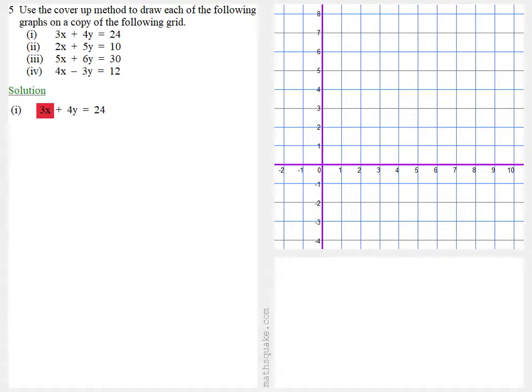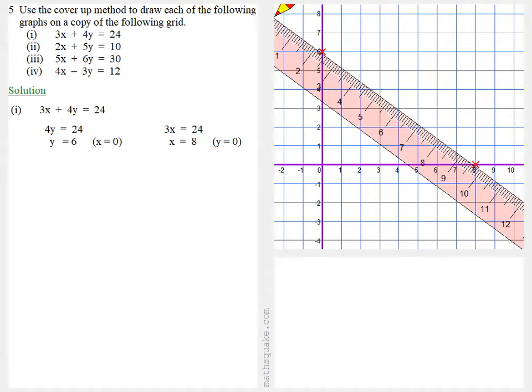Now we can cover up the x term, and what we're left with is 4y equals 24. In other words, y is 6. We can then cover up the y term, and that gives us 3x equals 24, or x equals 8. So, on the grid we can plot the points (0, 6) and (8, 0), and then we just join them up with a line, and that's the graph.